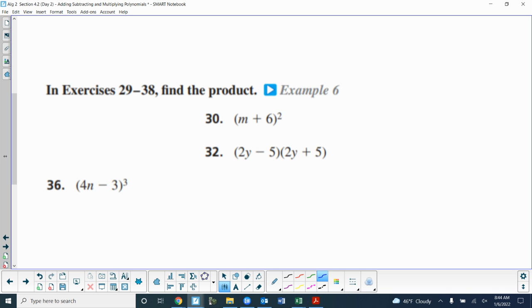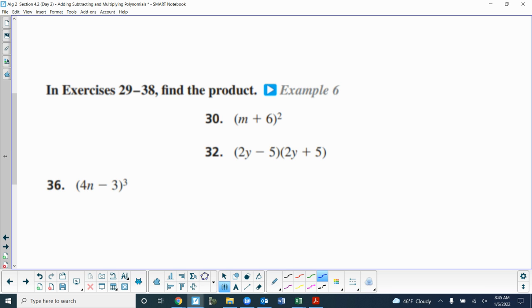All right. The hardest one's probably the 36. Again, if you don't remember the rule, I'll go through the rule. But if you don't remember it, just write 4n minus 3 times 4n minus 3. Get that answer. And then multiply the answer by 4n minus 3. Okay? If you don't remember the rule.